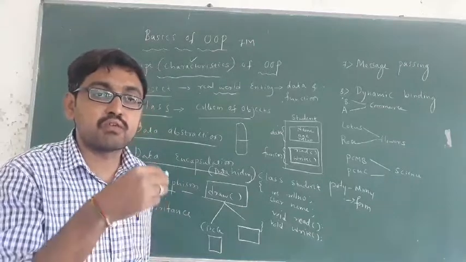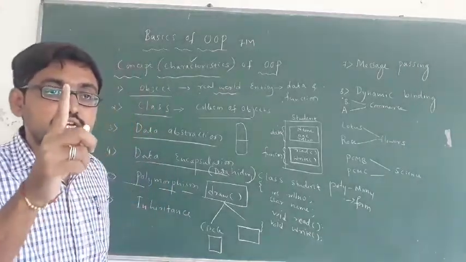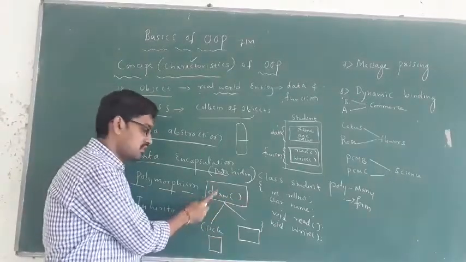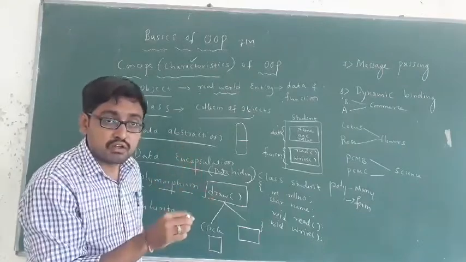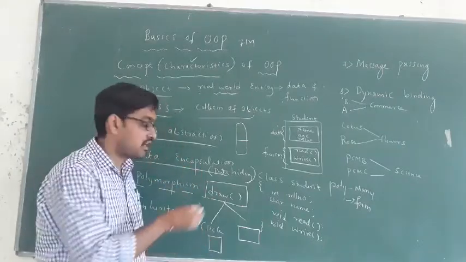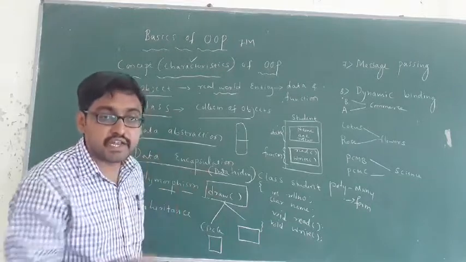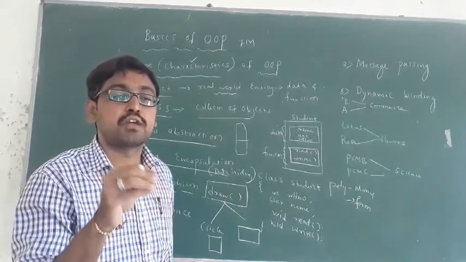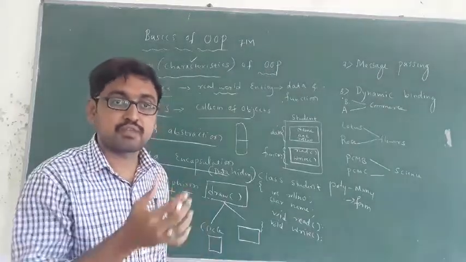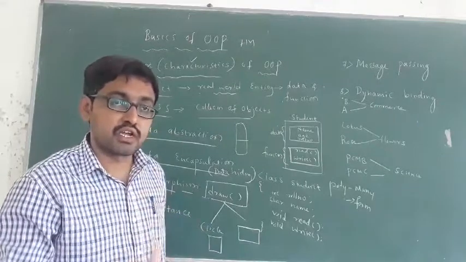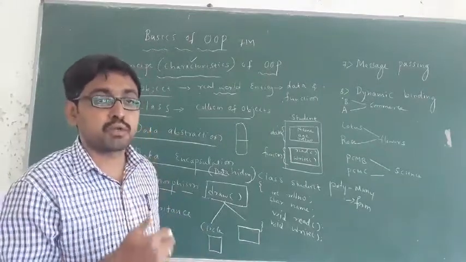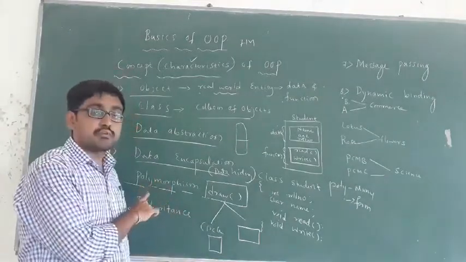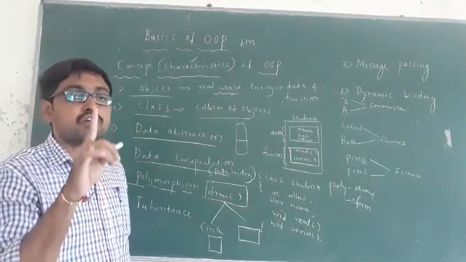Ability to take more than one form means by using only a single function name. For example, here the single function name is draw. By using only this function name, you can draw the circle, the square, the rectangle like this. That is only allowed in an object oriented programming language. There are programs on the polymorphism technique also. Later you can study programs on polymorphism. Polymorphism means ability to take more than one form.